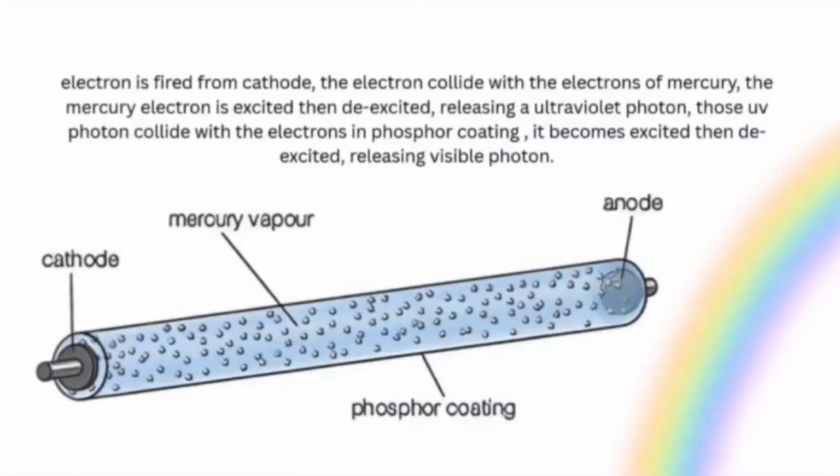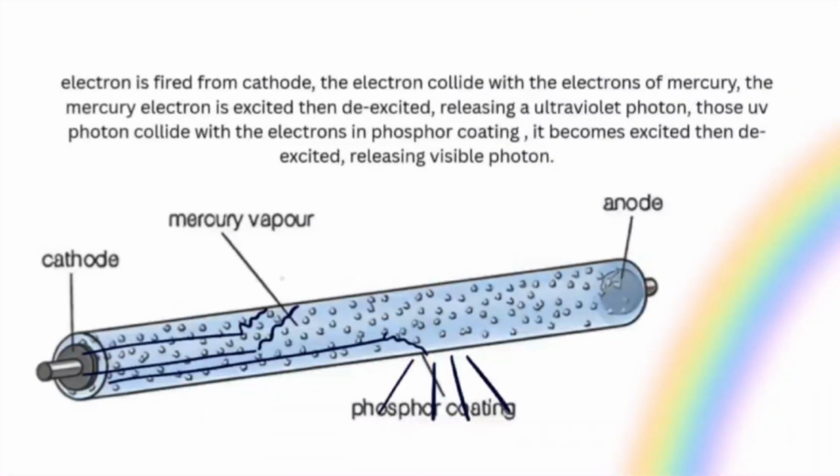So how does all this apply in a real-life scenario? In the light bulbs that we use daily, this is how the fluorescent bulb works. First, electrons are fired from the cathode. These electrons collide with the electrons of mercury vapor in the tube. The mercury electron is excited, then de-excited, emitting a UV photon. The photon then collides with the phosphor coating in the bulb. Now the phosphor electron is excited, then de-excited, finally releasing visible light for us to see.